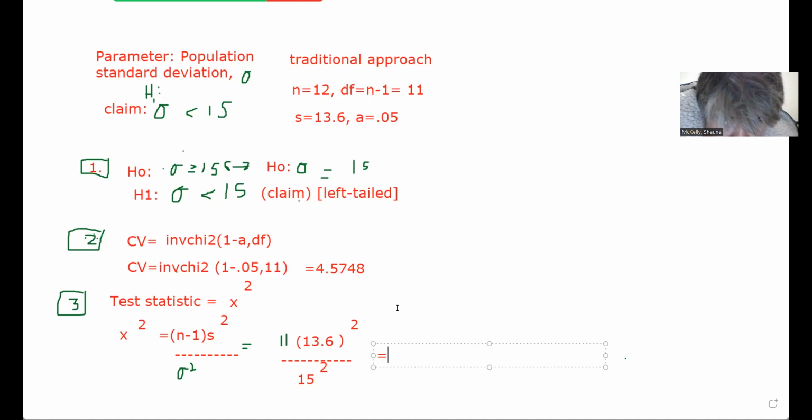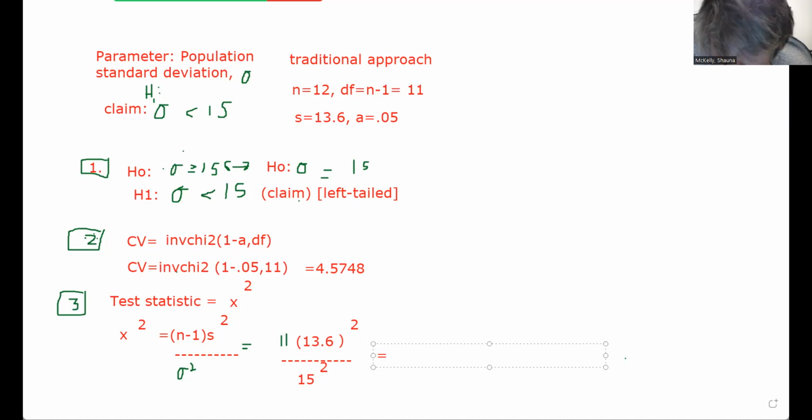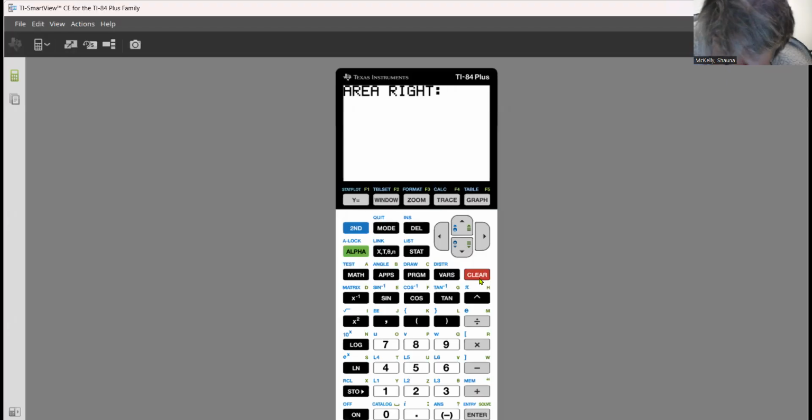Let's go to the calculator here. I'm going to clear all this, quit from my program, and clear the screen one more time. There we go. Now we have 11 times 13.6 quantity squared.